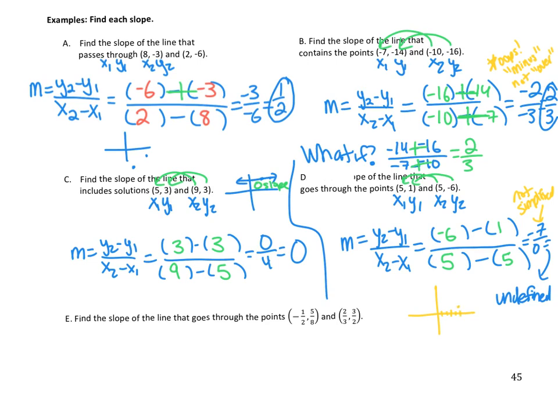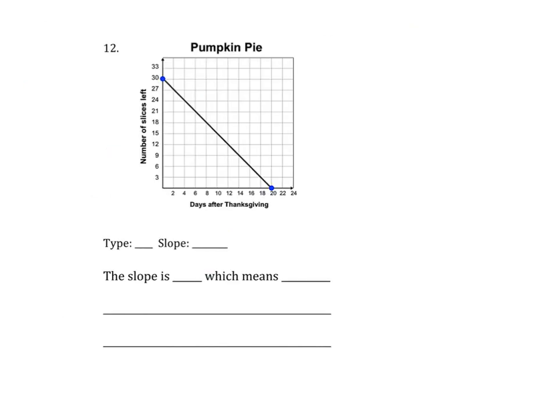So we have (5, 1) and we have (5, -6). That helps us form a vertical line here. So we can double check that we should have in fact gotten a slope that was undefined. Using this formula can be really helpful, especially if you have graphs with different scales.